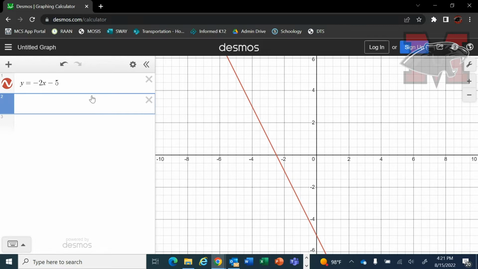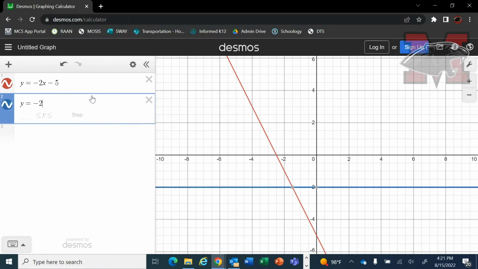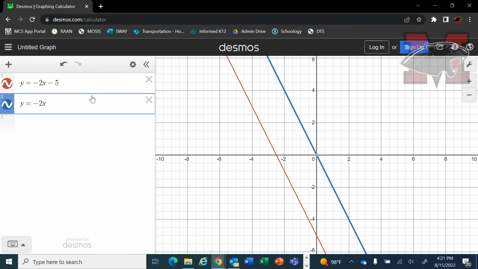All right, next, I want you to type in y is equal to negative 2x plus 5. So what happened to the graph? What's the difference between the red line and the blue line? Notice their slopes are the same. The negative 2x is the same. The thing that changed was the y value, where it crossed the y-intercept.